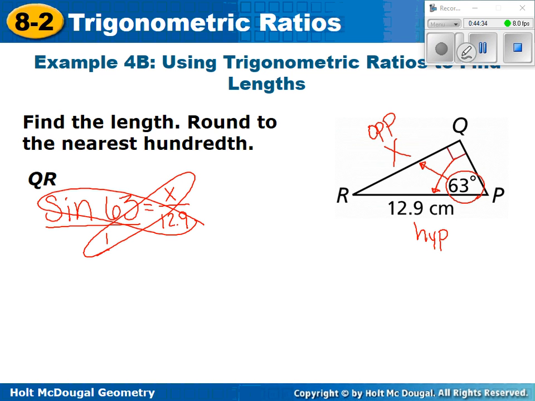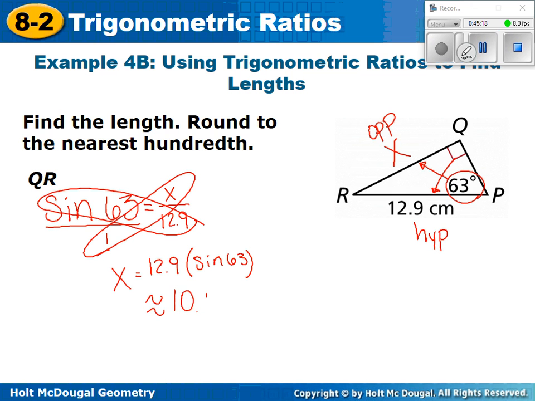What is X times 1? X. And then we have 12.9 times the sine of 63. Be very, very careful. This is not 63 times 12.9. This is 12.9 times sine of 63. This is one number altogether. It doesn't get separated. Do not multiply 12.9 times 63 and then take the sine. You'll get the wrong answer. 12.9 times sine 63. Type it in on your calculator, round it to the nearest hundredth, tell me what you get. Say it again, Gavin. Somebody agree?